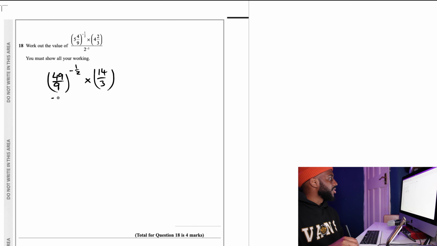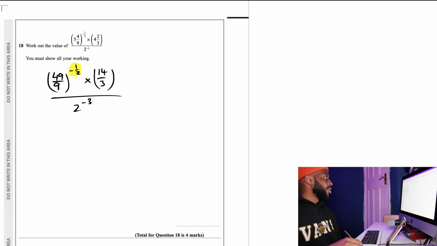Might as well put it in brackets, and that's over 2 to the minus 3. Next, we need to understand how to use the indices to simplify this. The minus is going to flip the fraction. The number on the bottom is going to be what we're rooting it to. The number on the top is what we're raising it to the power of.